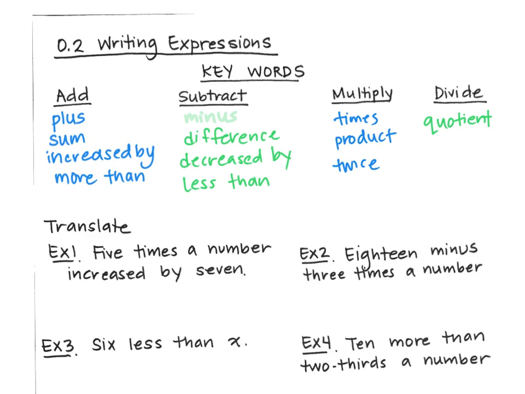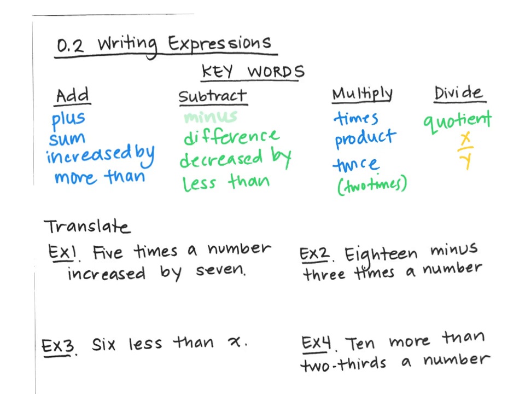For multiply: times, product, sometimes they'll say twice a number. Twice means 2 times something. If you're twice as old as someone, you're double their size. Quotient means divide, and we normally write it as a fraction. So the quotient of x and y is x over y.